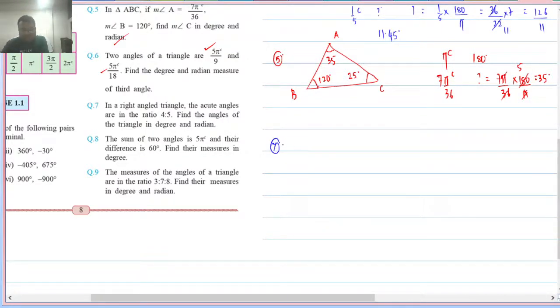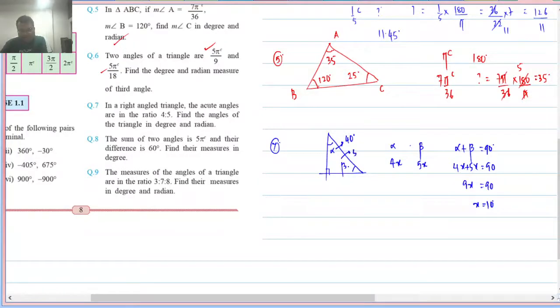Question number 7. Right angle triangle. This angle is alpha. This angle is beta. The acute angles are in the ratio 4:5. So if alpha is 4x, then beta is 5x. And what is alpha plus beta? 90, because acute angles of a right angle triangle are complementary. So 4x plus 5x is 90. So 9x is 90. So x is 10. So the angles are alpha is 40 and beta is 50.